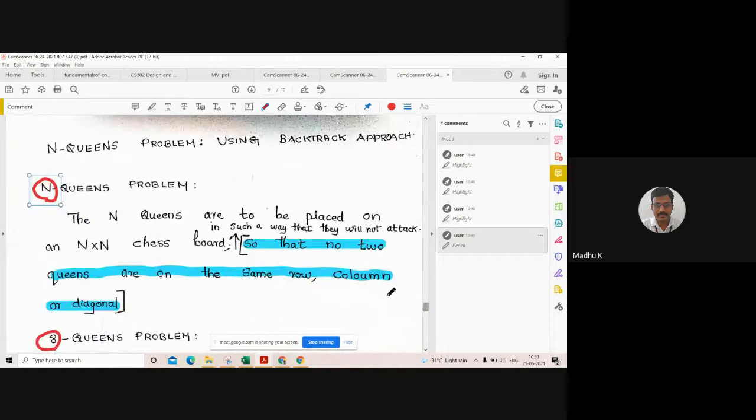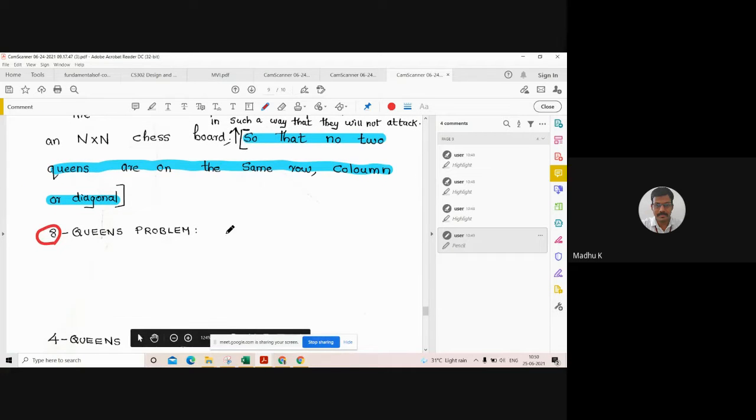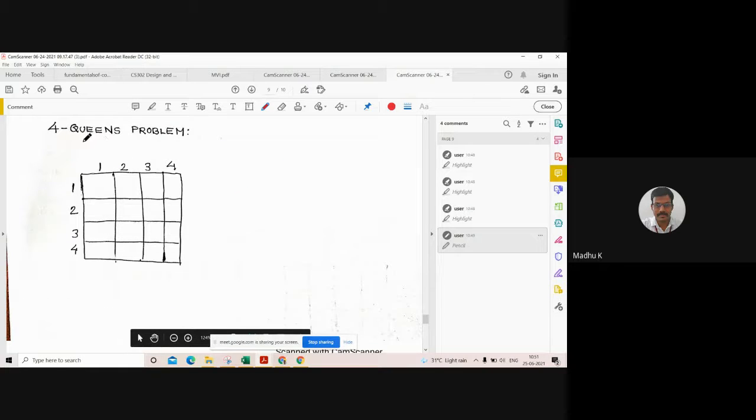Anyway, now I am focusing on what the N-Queen problem is and how we can solve it. The 8-queen problem means there is a chessboard of size 8 by 8, and we want to arrange the 8 queens in such a way that they will not attack each other. Next is the 4-queen problem. There is a 4 by 4 chessboard and we want to arrange 4 queens in such a way that they will not attack each other.